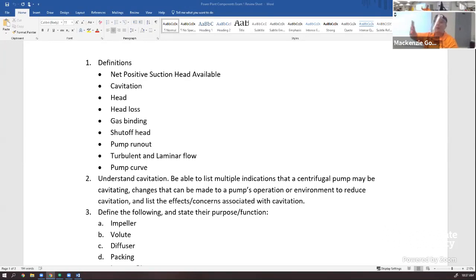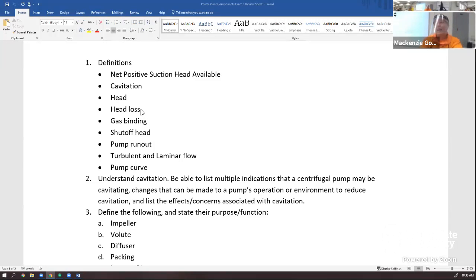So available is how much of that you can take, and then the difference between those is your net positive suction head, how much you're actually doing, right? So required, available, and what you actually have. Okay. So it's essentially the pressure of the liquid being pumped through the actual pump. Make sense? Yeah. Okay. Then cavitation, we just kind of defined that as part of that first explanation.